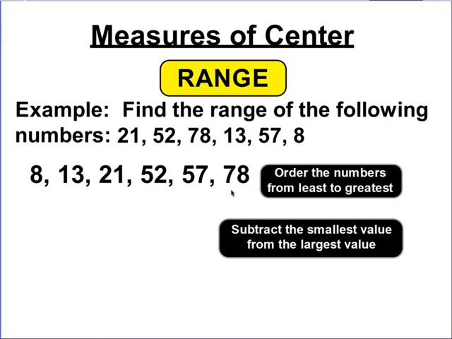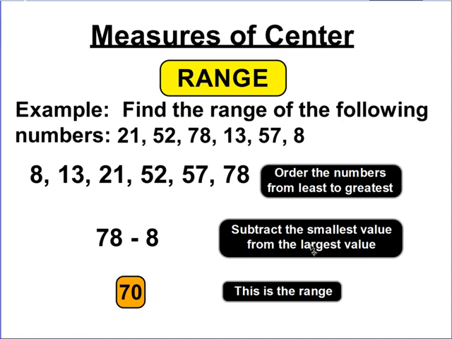So here 78 is the largest, and 8 is the smallest. So 78 minus 8 is 70. So 70 is the range of this data set.